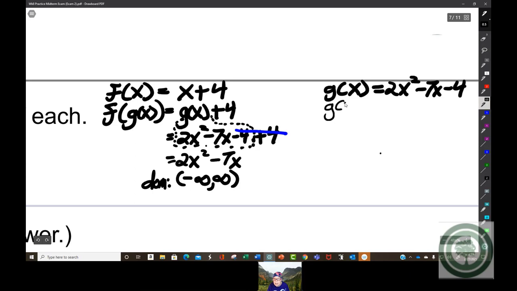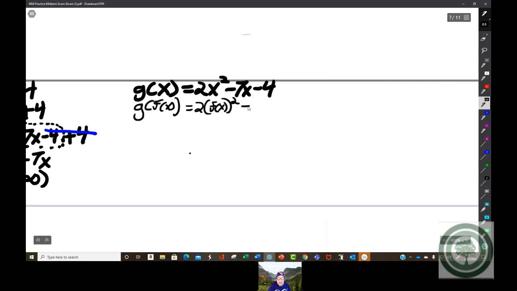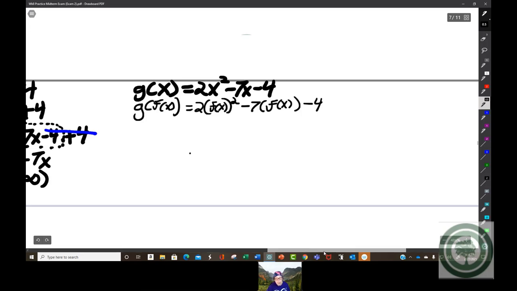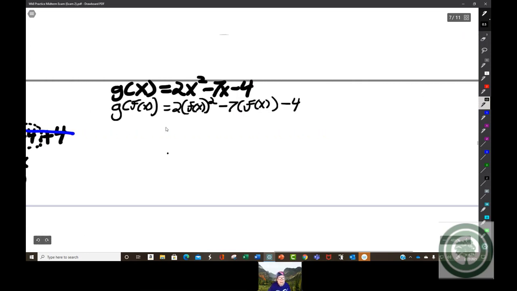g of f of x equals 2 times f of x squared. So I'll be squaring f of x. Minus 7 times f of x. Minus 4. Now f of x, I have to go back and look, is x plus 4. So this will, what will that be?